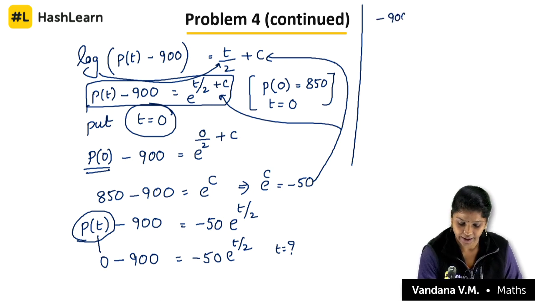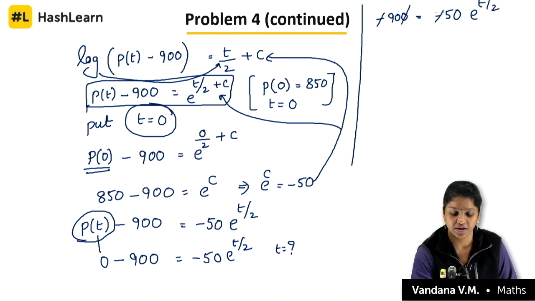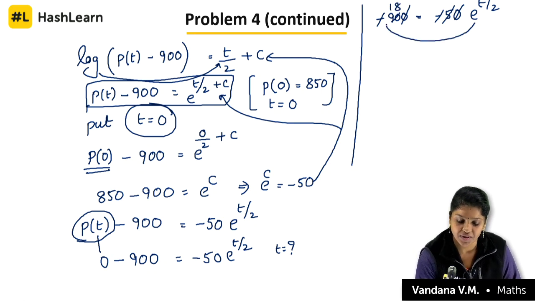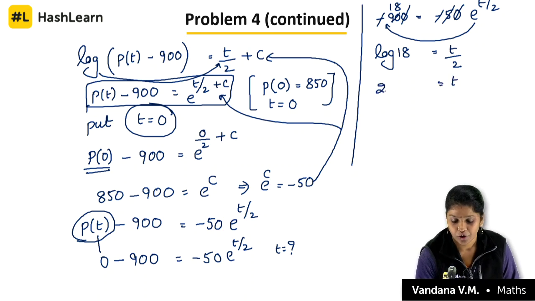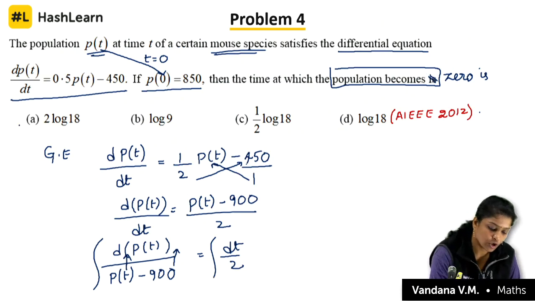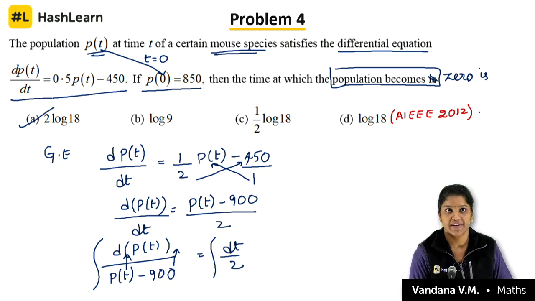So, minus 900 is equal to minus 50 e power t by 2. Minus 900 divided by minus 50 gives 18. Taking log on both sides, log 18 is equal to t by 2. I want the time, that is t is equal to 2 log 18. So, which option is correct? I would like to find out the t value. So, t value is 2 log 18. Clear, children? Yes.